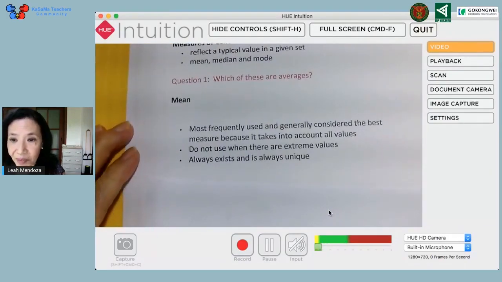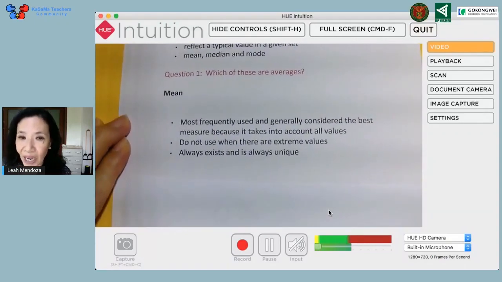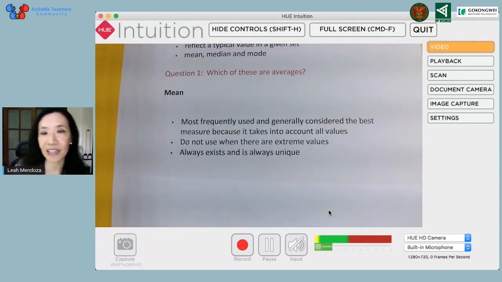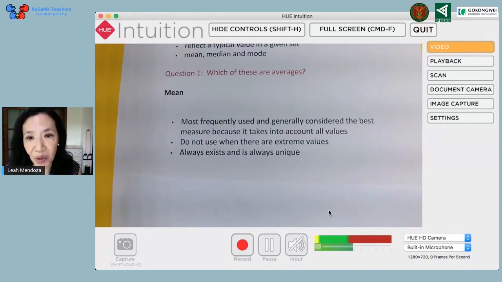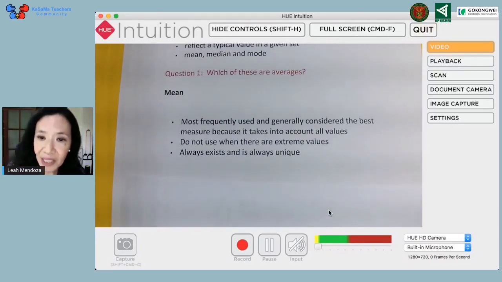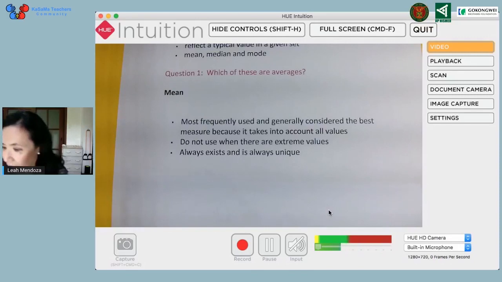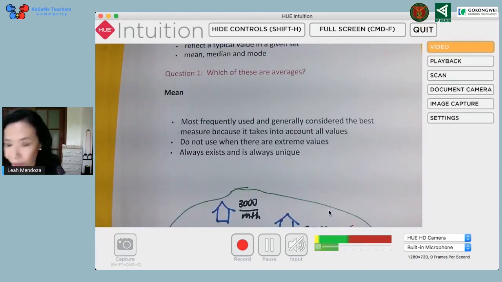The mean is most frequently used, and it is a good measure in the sense that it takes into account all the values of the data set, all the data points. But remember, never use the mean when there are extreme values in the data set. And I am going to illustrate this with this example.